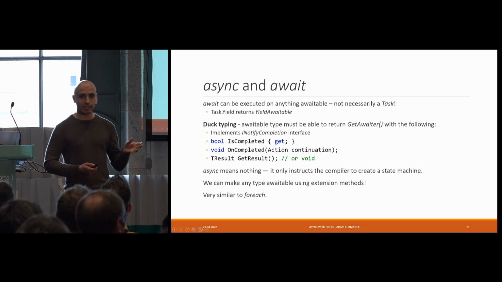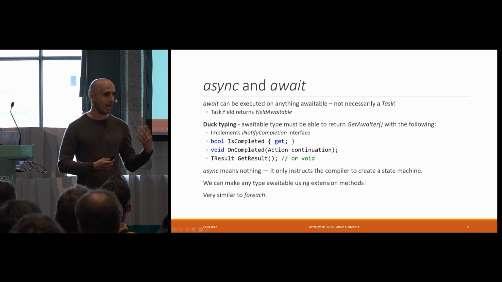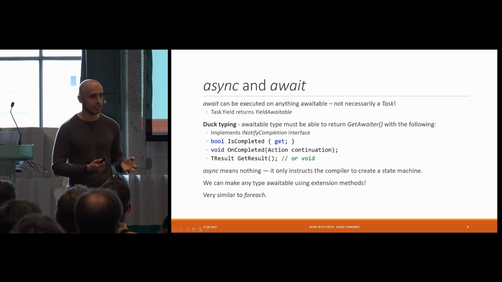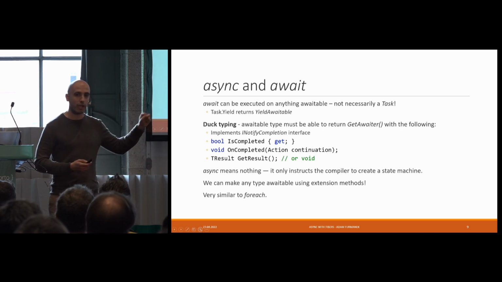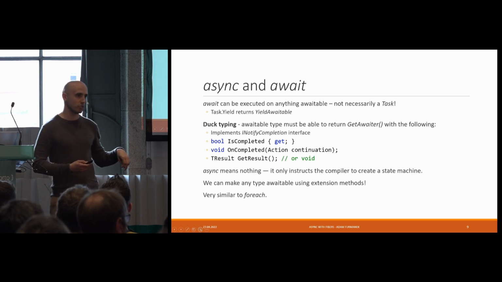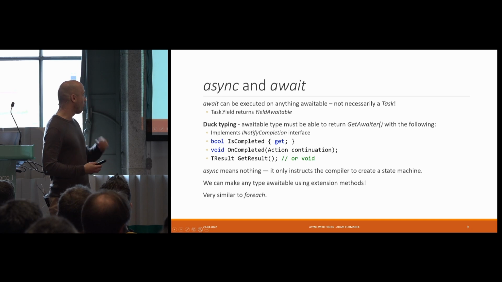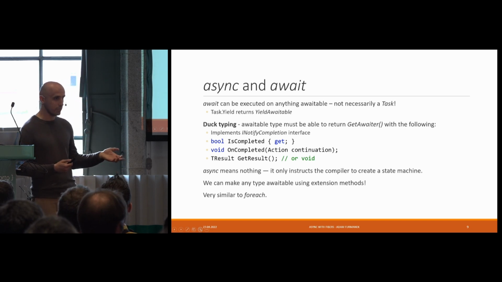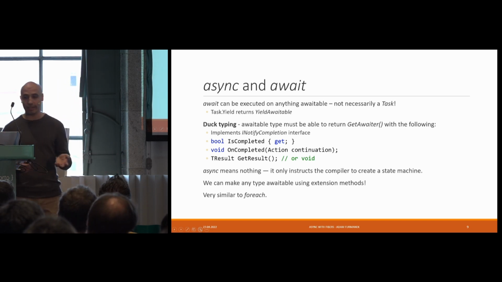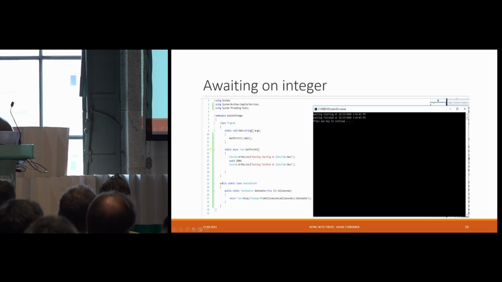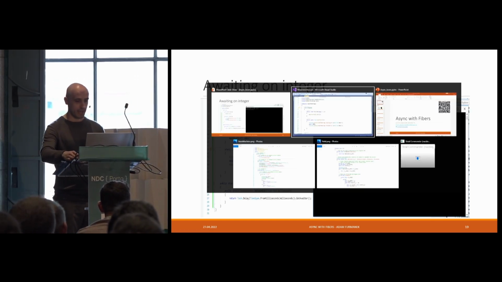Same thing applies to async and await. You need to use duck typing too, and if you have a type which is awaitable, meaning that it gives you a method called GetAwaiter, which returns a type which allows you to check whether the result is available or to continue on when the result appears, then you can await on anything, meaning that we can actually await on any integer.